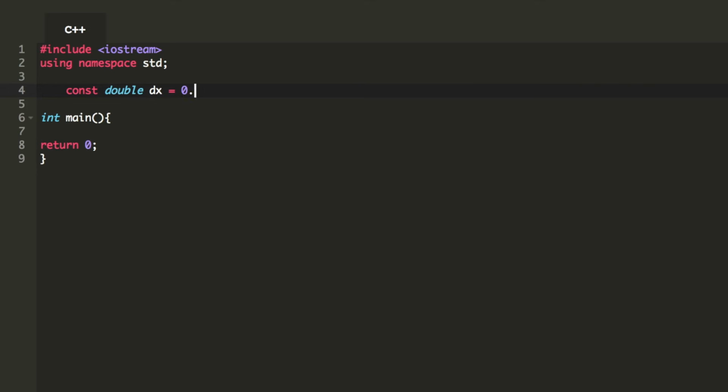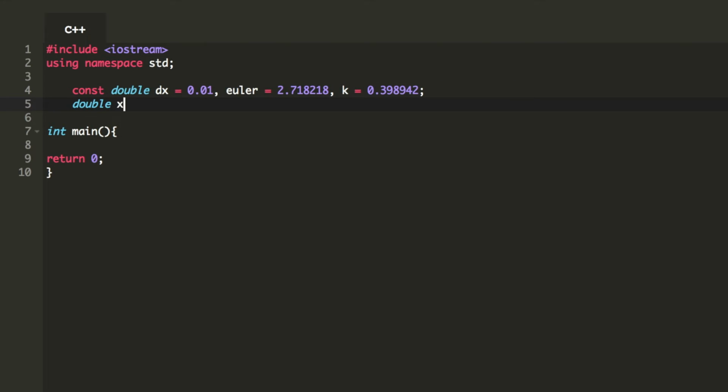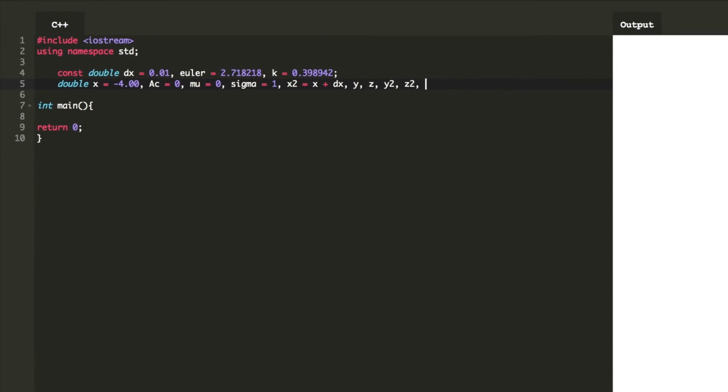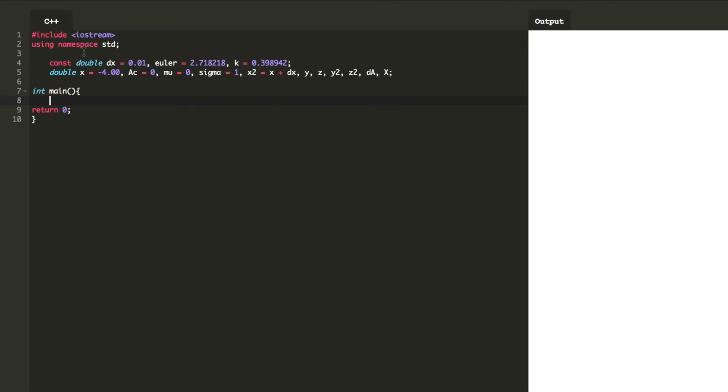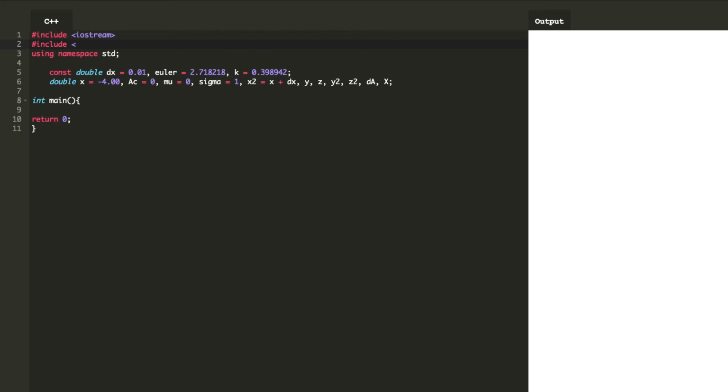So firstly, let's define our constant variables. We're going to have our change in x, which is 0.01, Euler's number, and the square root of 1 over 2 pi, which is 0.39, and so on. Then we're going to start our loop at x equals -4, and our cumulative area must be 0. Remember that we said that x2 equals x plus the change in x, and the rest of the values are just numbers and letters that we'd used before. Also, it's important to include the C math library so we can use functions such as power of, and we can use that to write our equation.